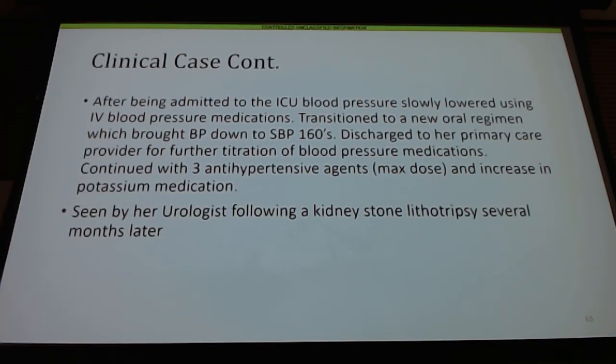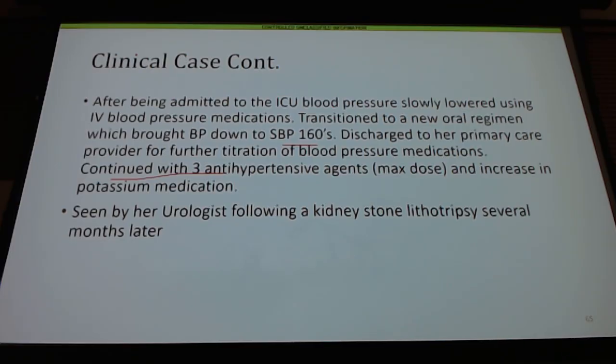So let's go back and finish up our case. So we had that patient who was admitted to the ICU who was started on IV antihypertensives. With IV antihypertensives, they were able to bring her blood pressure down to systolics in the 160s. She was discharged to her primary care provider to continue working her up and adjusting her medications to an oral regimen that may control her blood pressure.